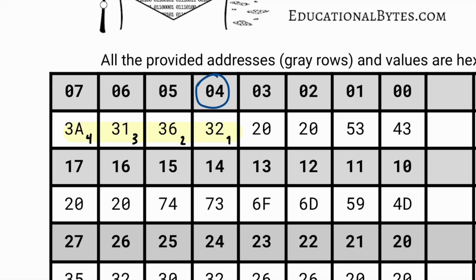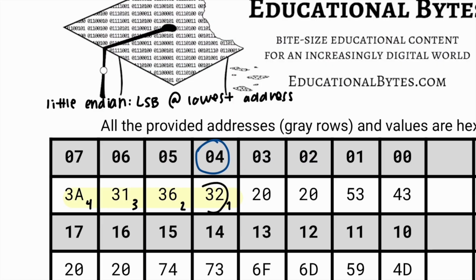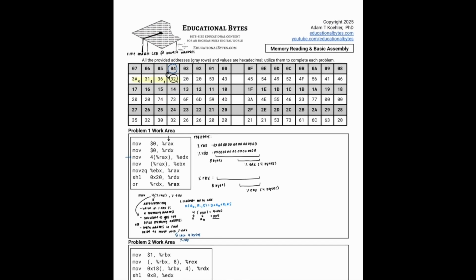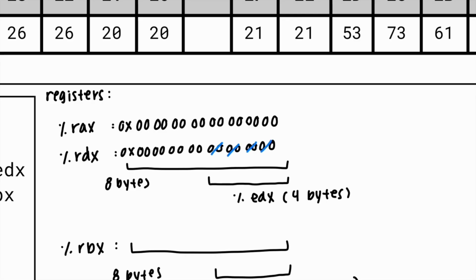However, our final answer will not be 3236313A, but rather 3A313632. The reason for this is because we're in Little Endian, which means the least significant byte is at the lowest address. So our least significant byte would be 32, because 32 is at the lowest address 4. So we will be moving 3A313632 into RDX.